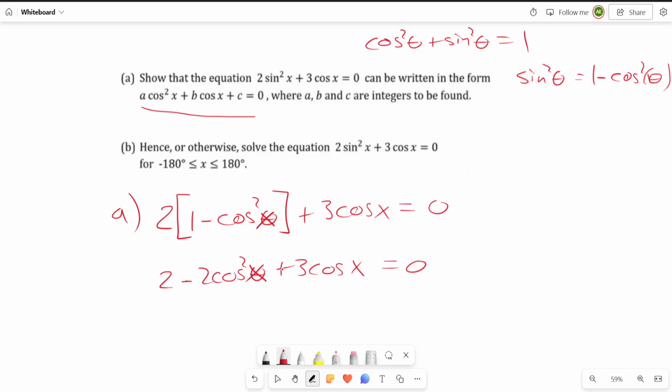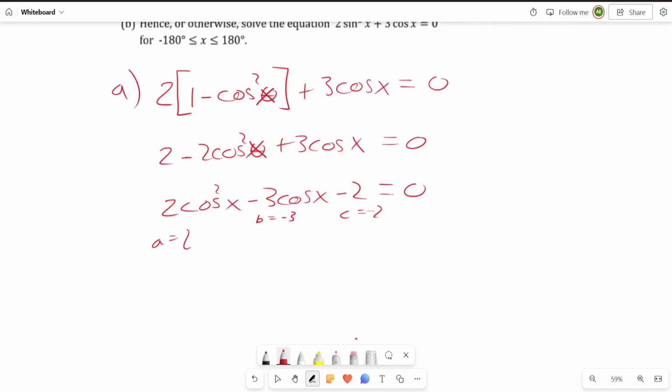And now I can move this minus 2 cosine to the other side. I'll move everything to the other side, or I'll multiply everything by minus 1. So I'm going to have 2 cosine squared x minus 3 cosine x minus 2 equals 0. It wants me to find a, b, and c, which are the coefficients. So a must equal 2, my b should equal minus 3, and my c should equal minus 2. Okay? So this is the solution for part A.